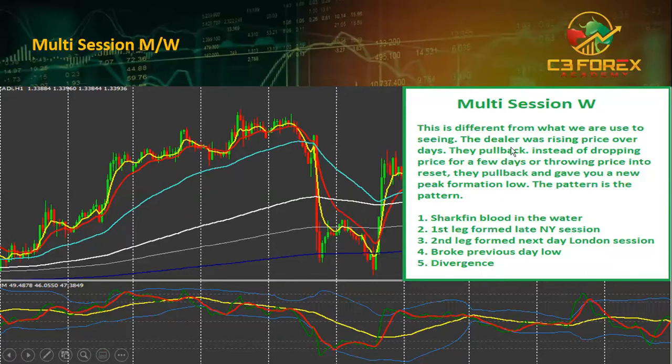So this is a difference. This is different from what we are used to seeing. The dealer was rising price over days. They pulled back instead of dropping price for a few days. Throwing it in the reset, they pulled back and gave you a new peak formation low. Right, so you have price rising for 3 days. They drop, right? They had 1 day of drop, and they gave you a pattern, right? Anchor, right? So the pattern trumps everything. So although this wasn't dropping for 2 to 3 days, on your higher time frames, you'll see peak formation confirmations that will make this pattern make sense for an anchor.